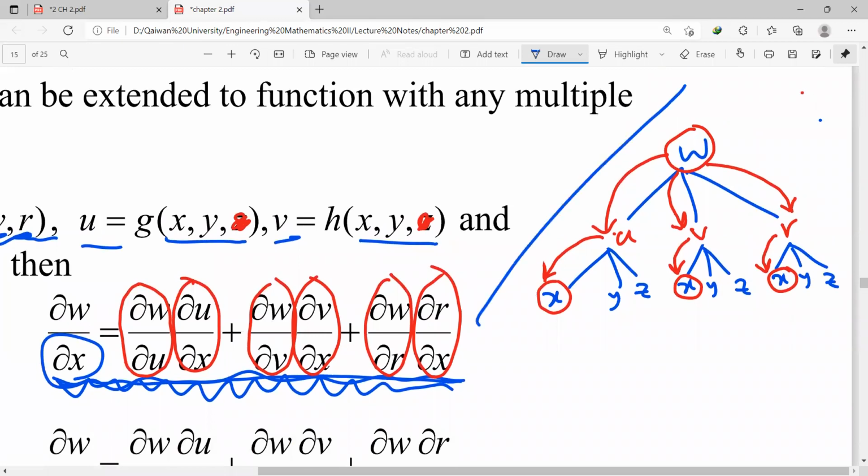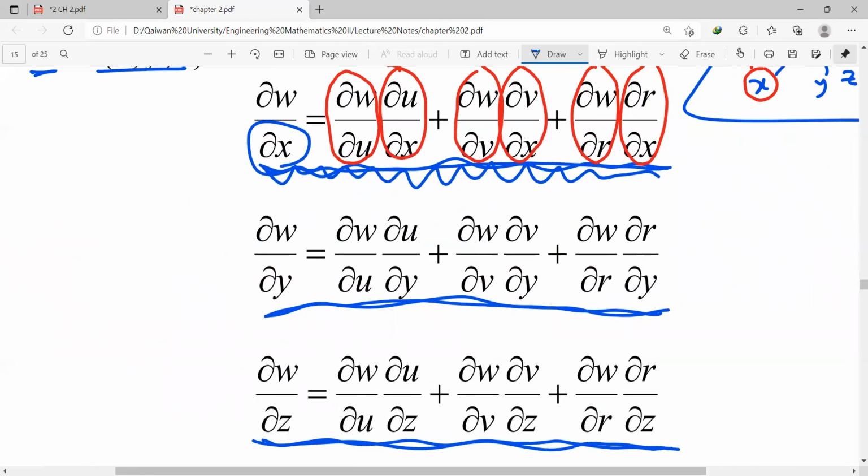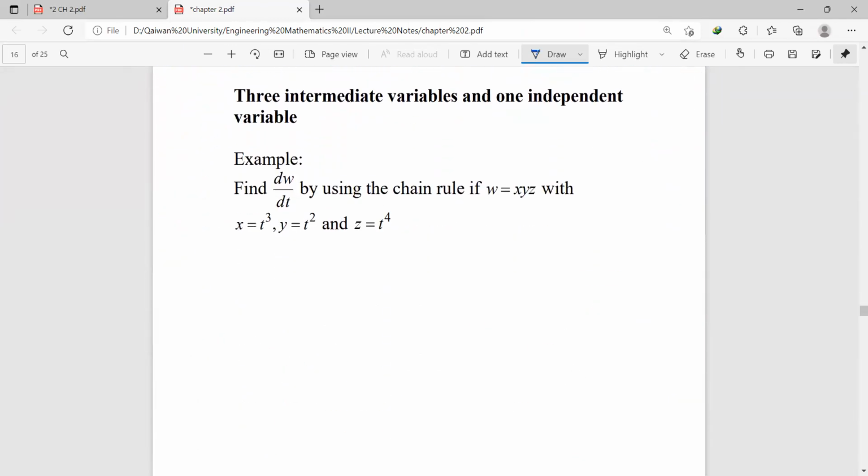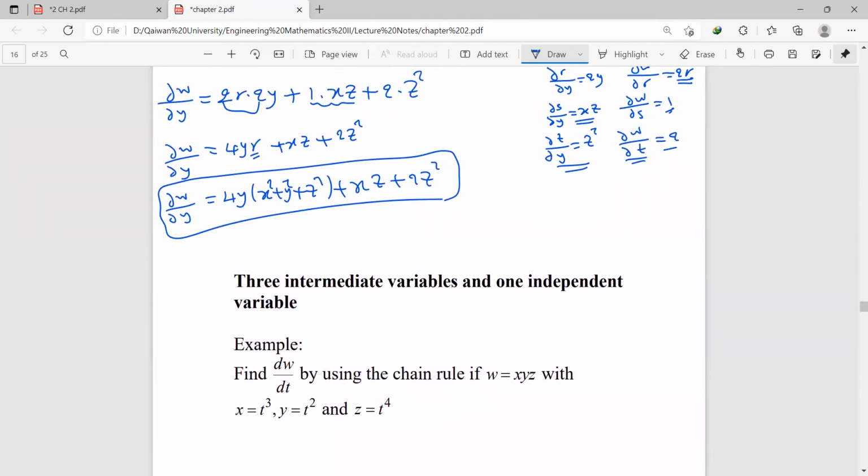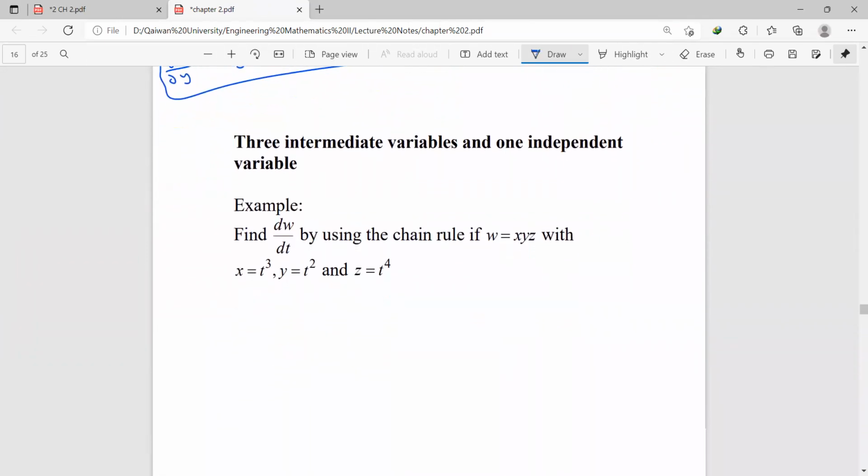Please try to know this tree and you don't need to memorize the rules. Okay, if you just know this tree, you don't need to memorize the rules. Yes, of course. Okay.